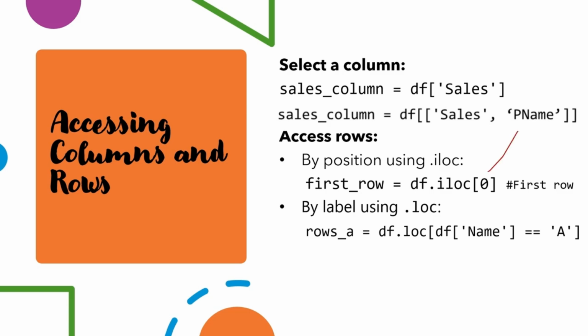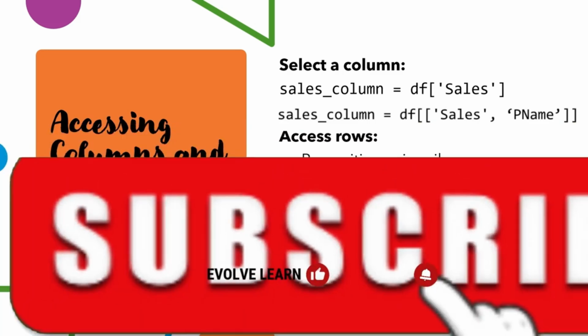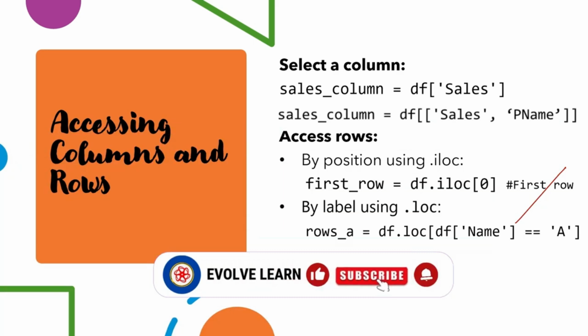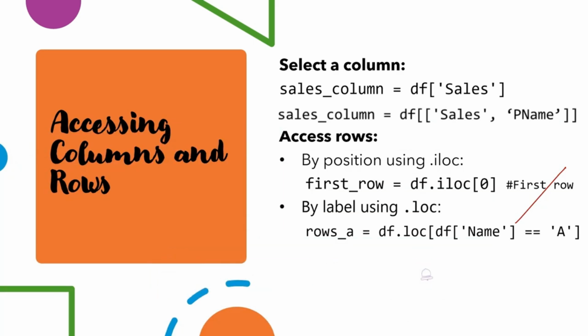This is the syntax for iloc, which accesses the first row, and it is used when you need to access data by specific positions like in a list. This is the syntax for loc. This is used when you need to access data by specific labels like in a dictionary. I hope this gives you the basic difference and when to use them. Next, we will learn about how to modify data in data frames.